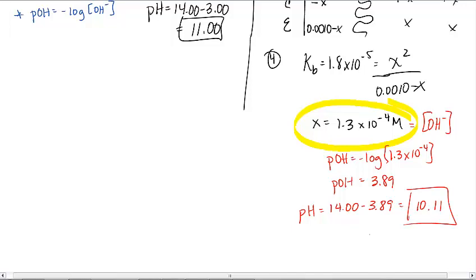And so you can see the strong base is more basic. It has a higher pH at 11 than the weak base. In fact, it's 10 times more basic.